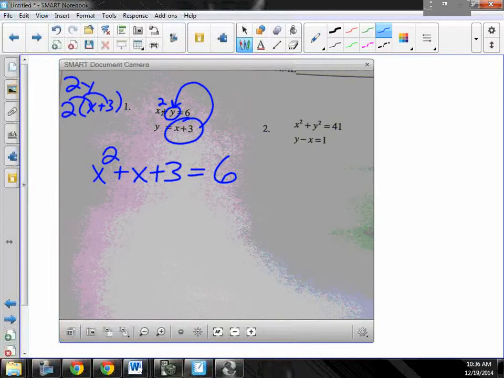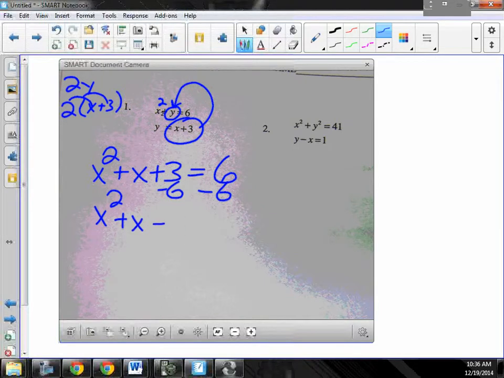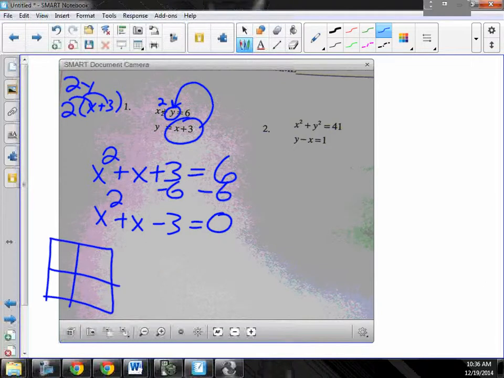Okay. How do I set this up for factoring? Right, for factoring, we need two things. We need the problem to equal 0, and we need the x squared to be positive. So I'm going to subtract 6, and I get x squared plus x minus 3 equals 0. Now I'm going to try to put it in the box. X squared, negative 3. Negative 3 times x squared is negative 3x squared.